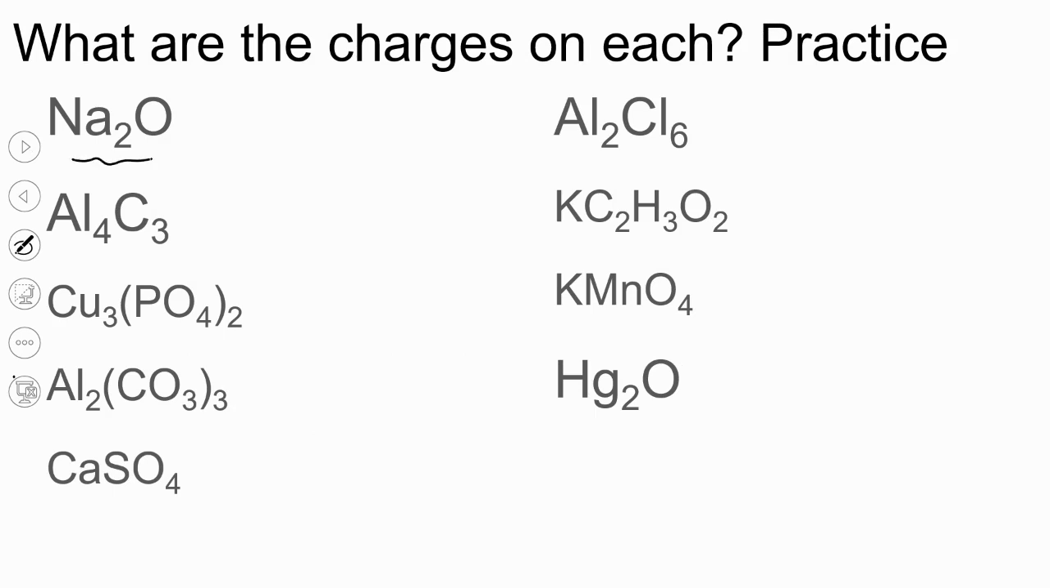Okay, so this one, do either of those have a common charge? Yes. So what charge does sodium usually form? It's the common charge for it. Good. Na is always going to be plus. How about oxygen? Good, -2. Okay, so the ions that are participating in sodium oxide are sodium plus and oxygen 2 minus.